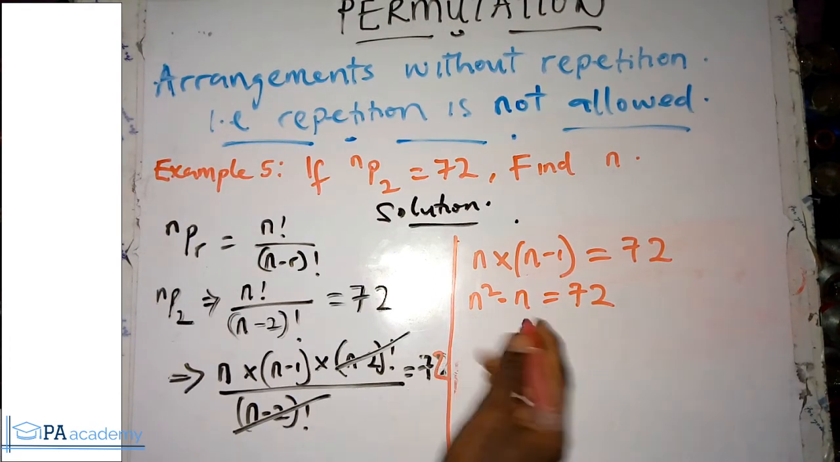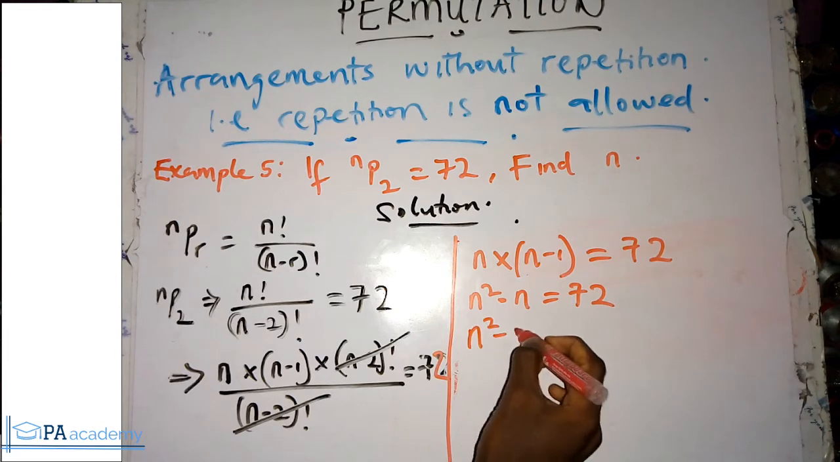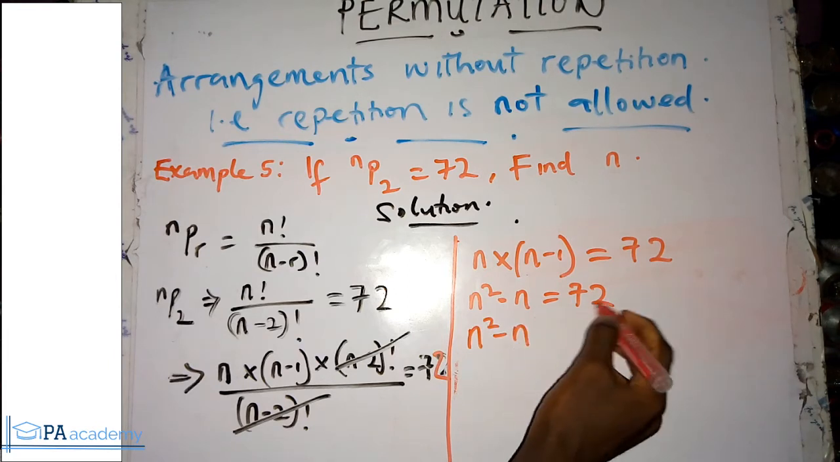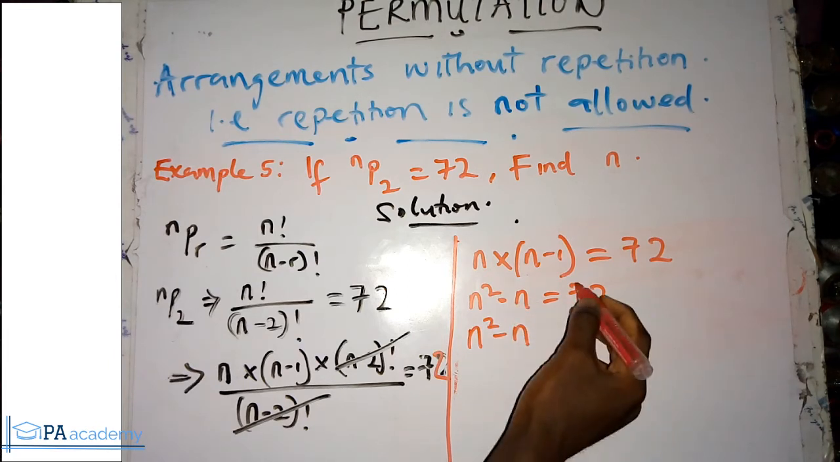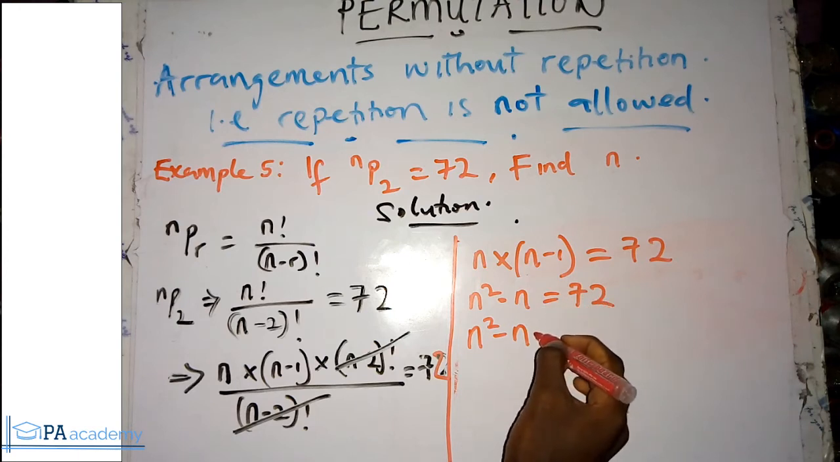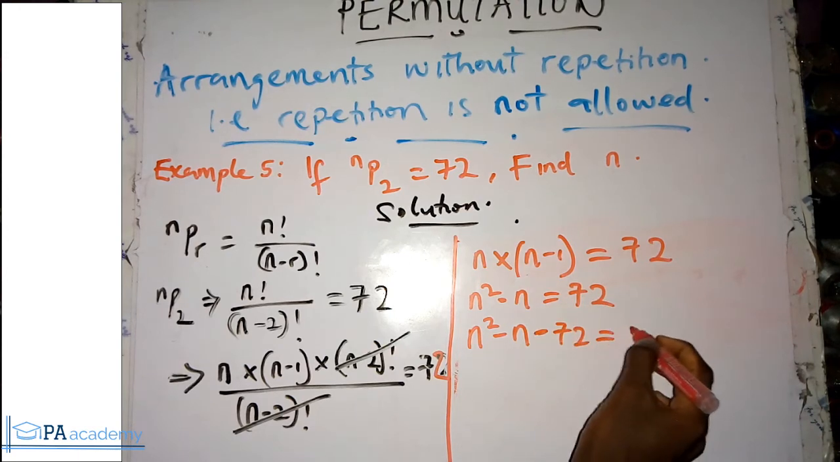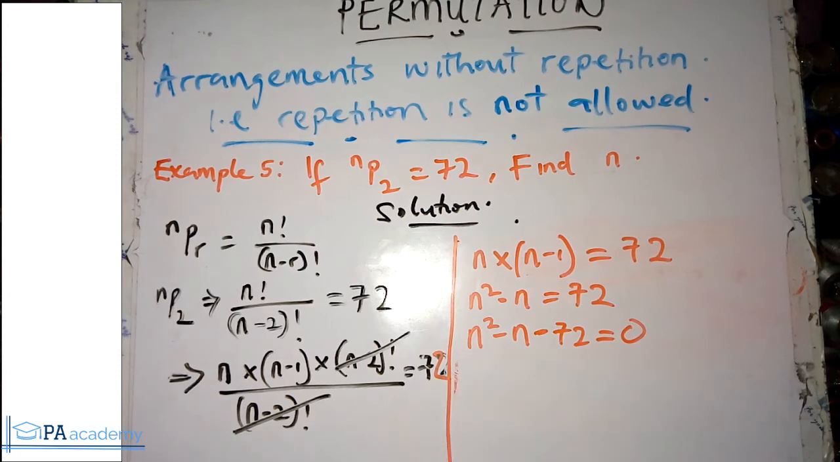So we can rearrange this to have it as n squared minus n. If we subtract 72 from both sides, we have minus 72 is equal to 0. Now what we have right here is a quadratic equation. n squared minus n minus 72 is equal to 0 is a quadratic equation.